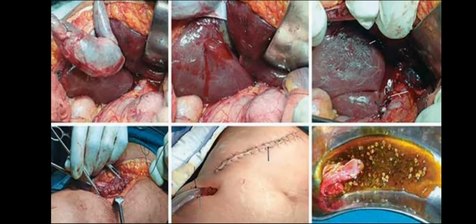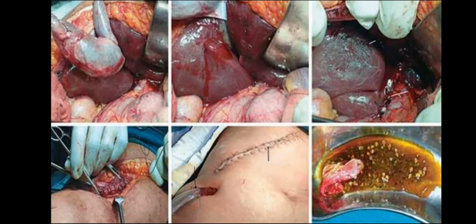And in the open method only, again two methods are told, the duct first method and the fundus first method. In the duct first method, we have to identify the cystic duct and ligate it, and then the gallbladder should be removed.